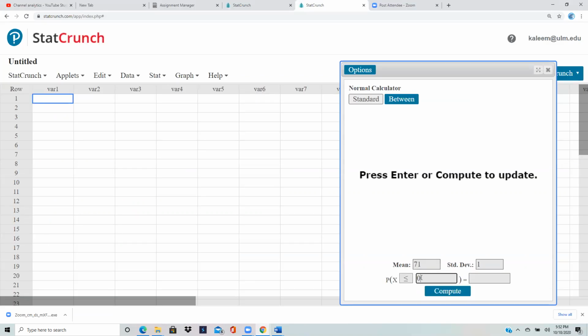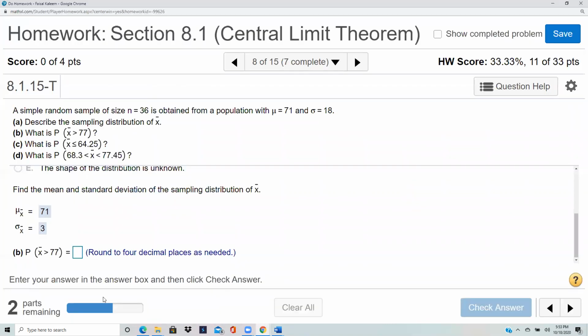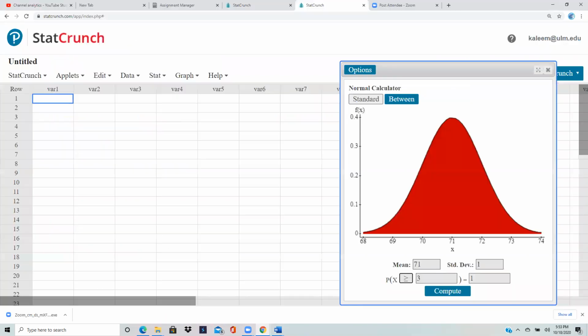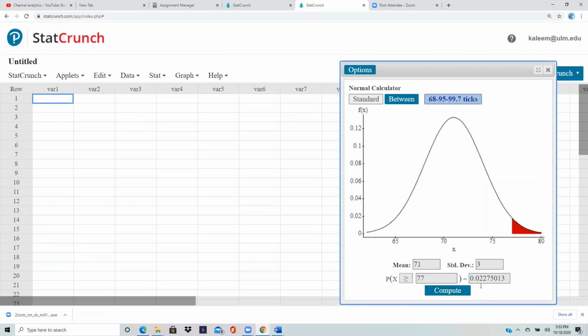And this was 3, and we were looking for greater than, I think. Let's go back. Yeah, greater than. We were looking for X bar greater than 77. So 77 comes here, and 3 is in the standard deviation. So 0.0228.